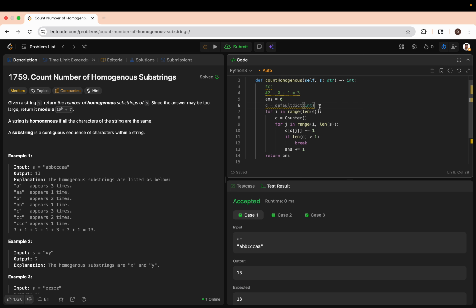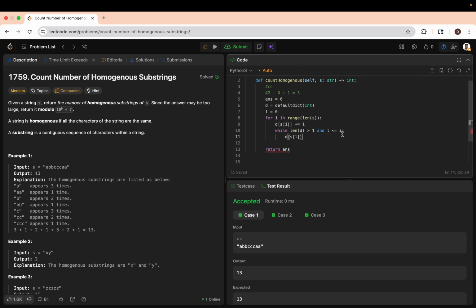So that's the idea. And so we can just say d of s of I plus equals 1. We're just expanding the window. So while the length of d is bigger than 1 and left is less than or equal to I, and left is just going to be the start of the window, in that case, we can just shrink.